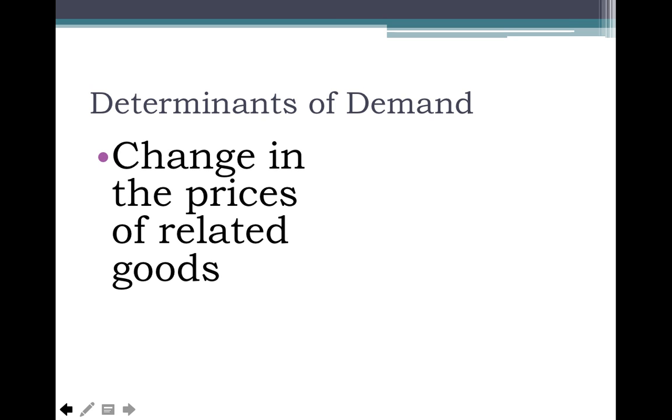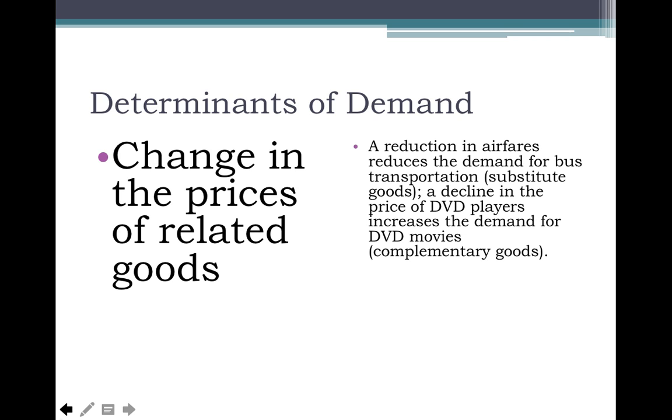Next, change in the prices of related goods. There are two types of related goods. There are complementary goods and there are substitute goods. Okay? If plane tickets get cheaper, the law of demand says what? I'm going to buy more plane tickets. So what's going to happen to my demand for taking the bus or taking the train? It's going to go down. Plane tickets and bus tickets are substitute goods.